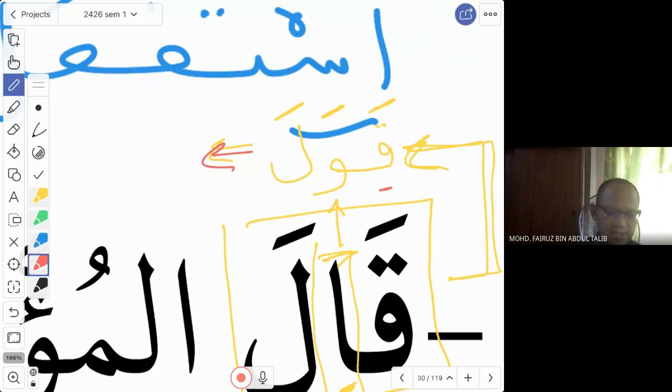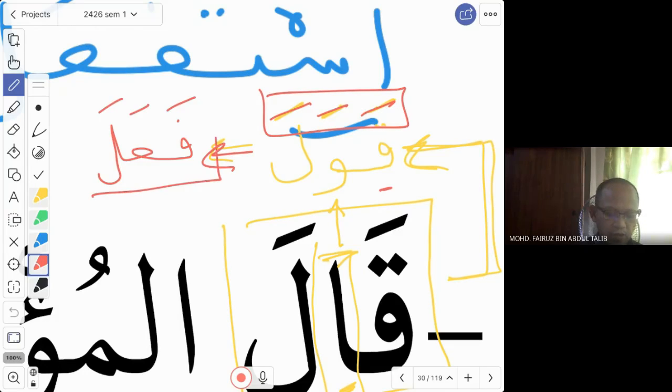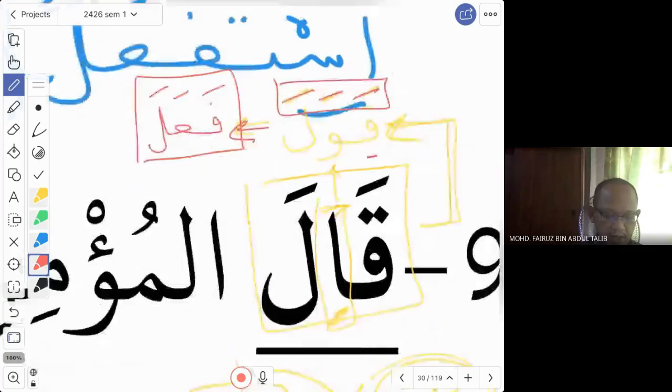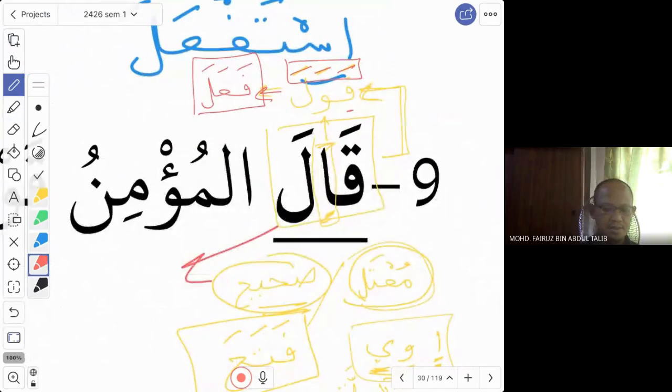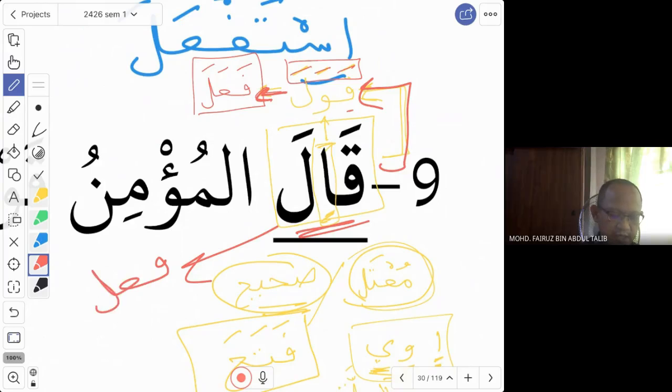Yes, this is the 3-letter fi'il, right? Since this is qawala, with all of these vowels, you can safely say that the wazan is fa'ala. Therefore, what is the wazan for qala? You have to refer to the original fi'il, then refer to the original wazan. So what is the wazan for qala? The wazan is fa'ala.